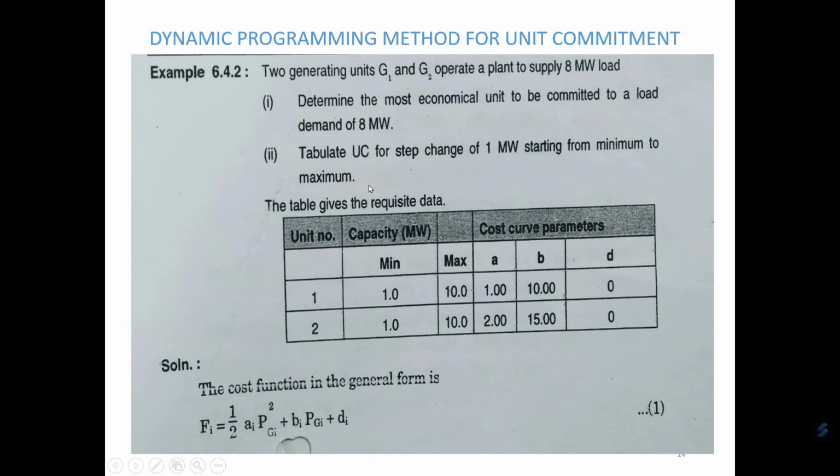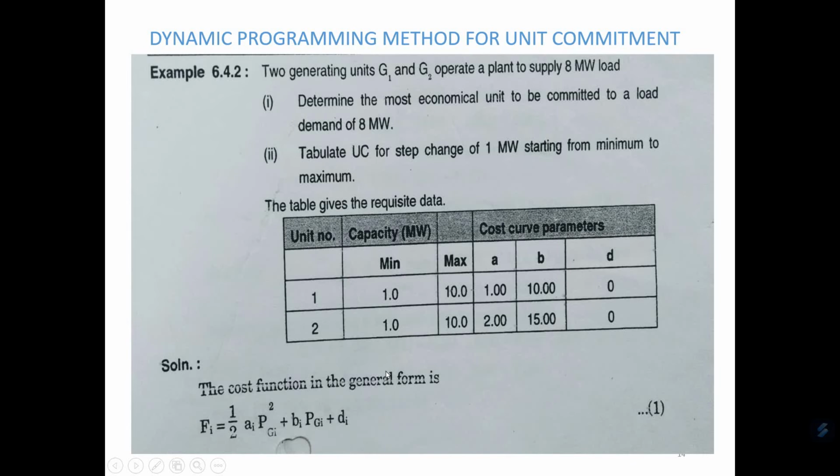Now, this table gives the information that there are two units, unit number 1 and 2. Unit means generators. What are the constraints or limitations? The minimum power generated by each unit is 1 megawatt and the maximum is 10 megawatt. And regarding the cost curve parameters, the parameters A, B and D for unit number 1 and 2 are shown here. The D parameter is 0 for both the units.